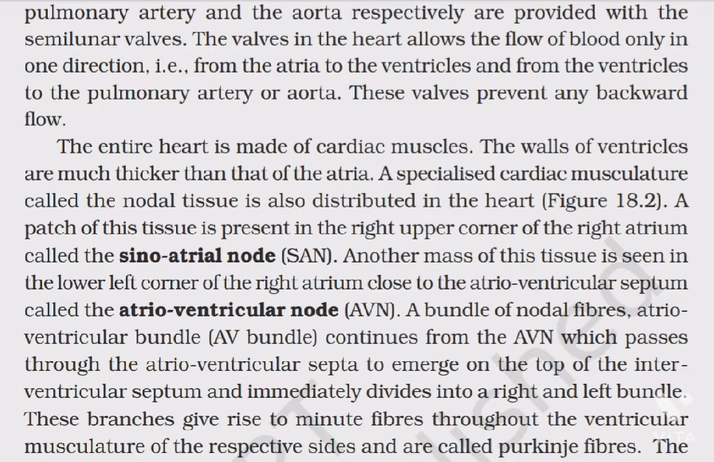A bundle of nodal fibers, atrioventricular bundle (AV bundle), continues from the AVN, which passes through the atrioventricular septa to emerge on the top of the interventricular septum and immediately divides into a left and right bundle. These branches give rise to minute fibers throughout the ventricular musculature of the respective sides and are called Purkinje fibers.